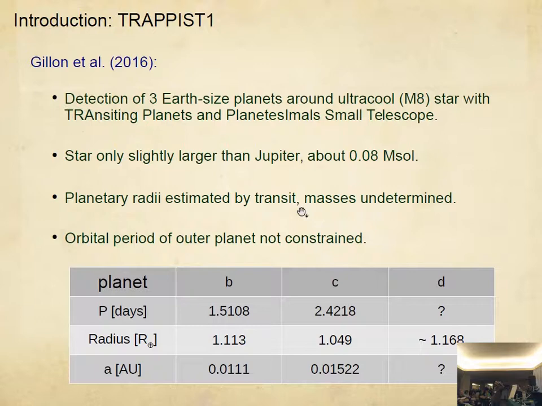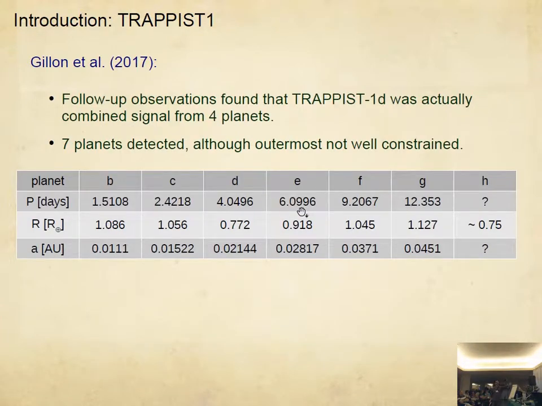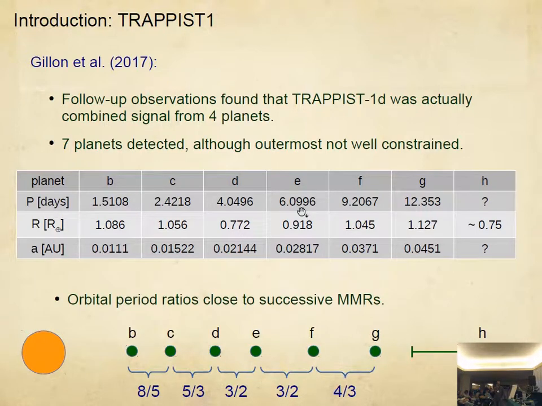Several periods were suggested. The most probable was about 18 days. With new observations the following year, Gillon found that what was thought to be TRAPPIST-D was actually the combined signal of 4 different planets. So this gave origin to 6 planets, and there was also indication of a 7th planet, although once again it couldn't be well constrained. Now, interestingly, when you take all these orbital periods, it seems that they are in successive mean motion resonances. So planet E and planet C are in the 8 to 5, C to D in the 5 to 3, etc.